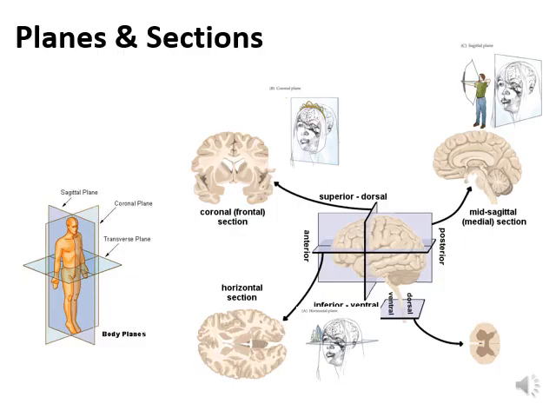Based on the anatomical position, the brain has similar planes. In this picture, the top left one is the coronal section, and the bottom left one is the horizontal section. Sometimes you may see the picture in the top right, which is the mid-sagittal section. When you study the spinal cord, you can also see the horizontal sections. So it also has coronal, horizontal, and sagittal sections.